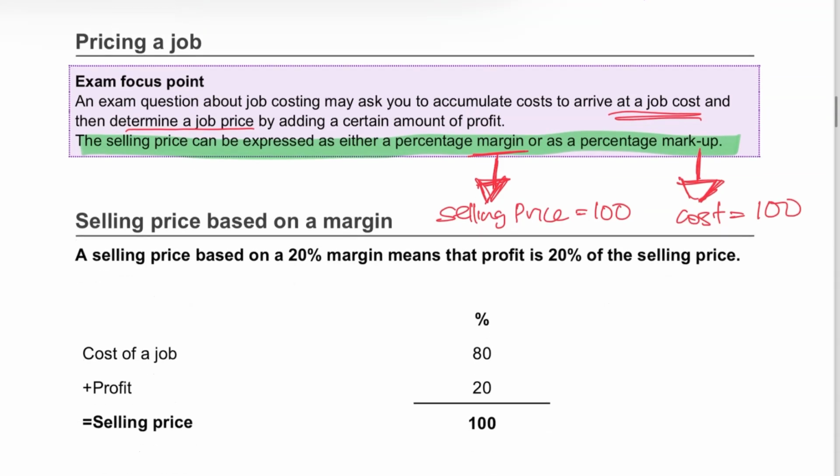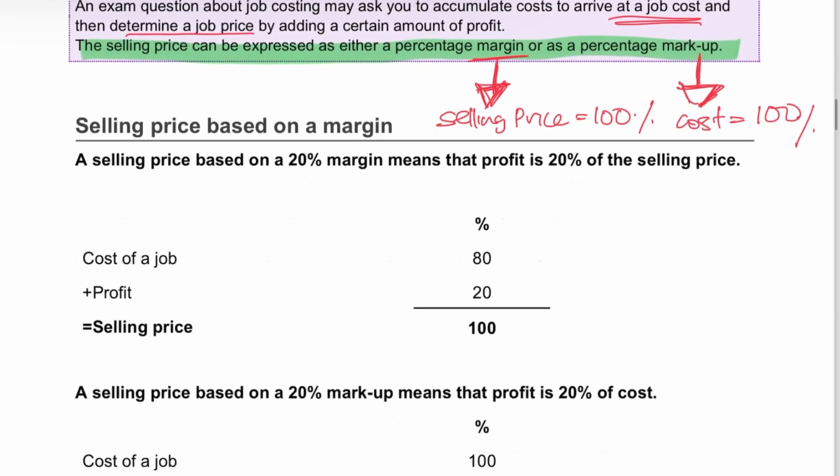Okay? So having this in mind, 100%, let's see how this works. So selling price based on a margin. A selling price based on a 20% margin means that profit is 20% of the selling price. That means selling price is 100, profit is 20. So if you are taking it as the price is 100, profit is 20, then our cost should be 80.